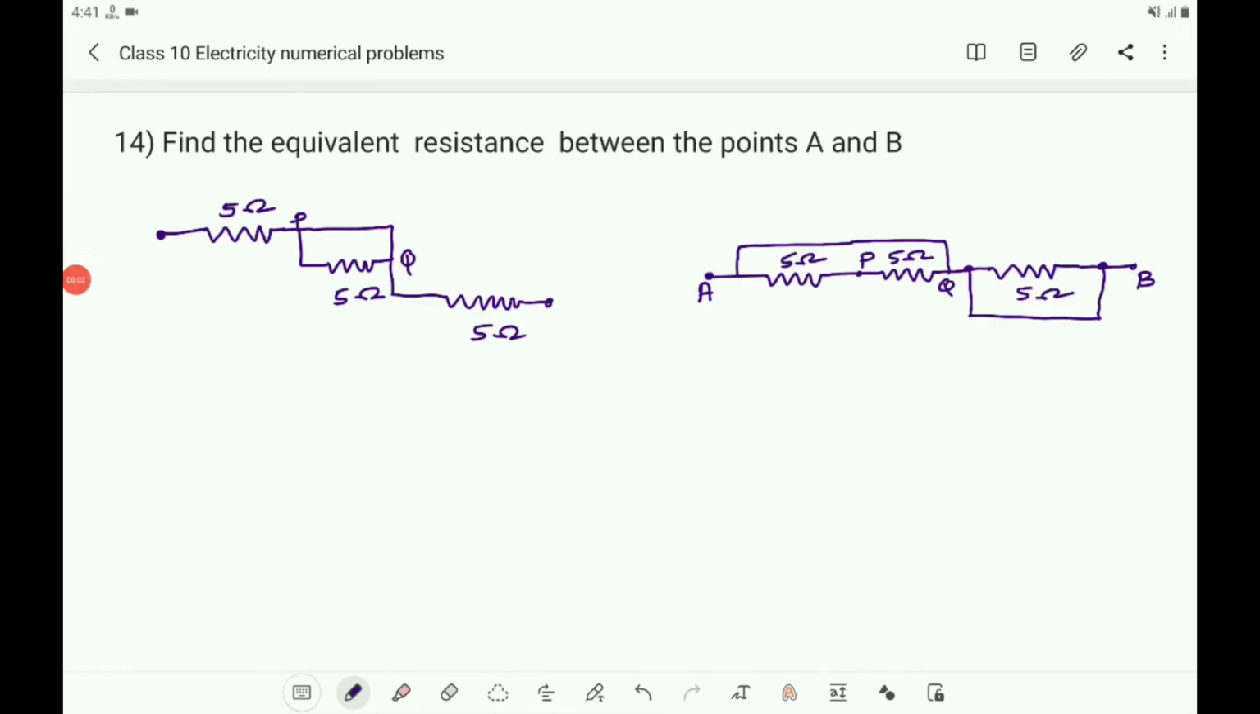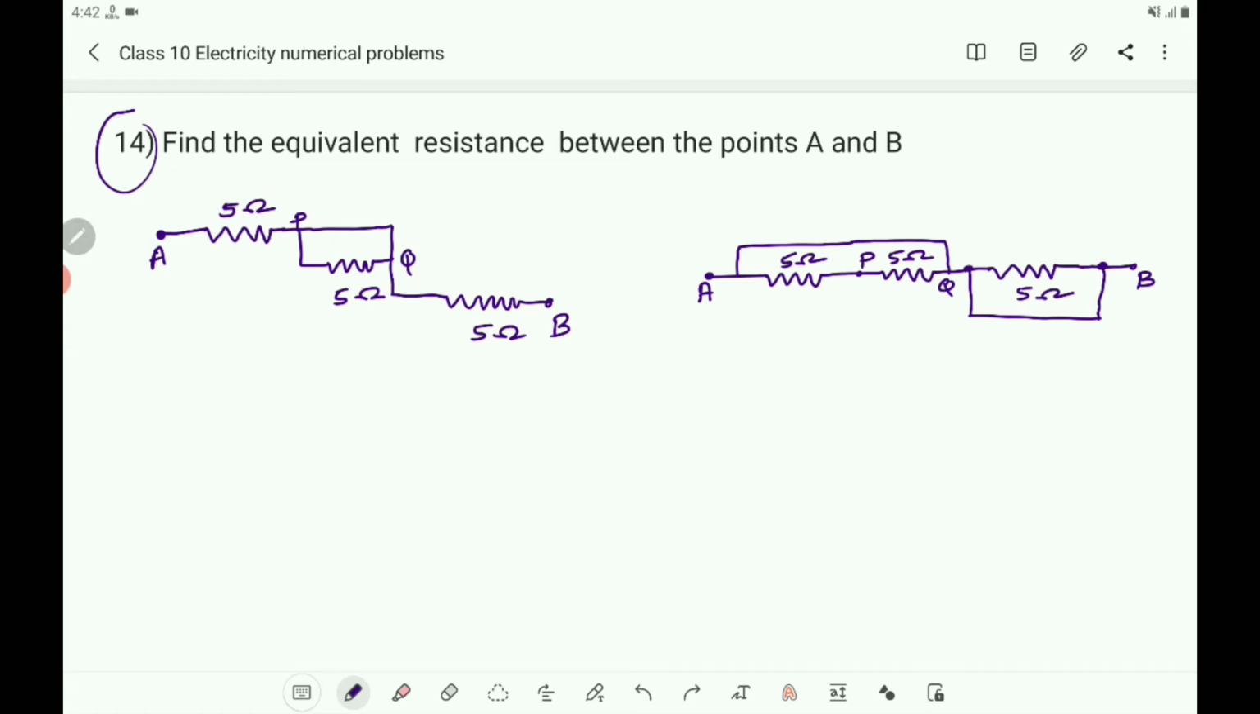Now the question number 14. Find the equivalent resistance between the points A and B. Here the points are A and B. Here also the points are A and B. Here two situations are there, two networks are there. So observe the first one. In this network, points P and Q are at the same potential. Observe, points P and Q are at the same potential.